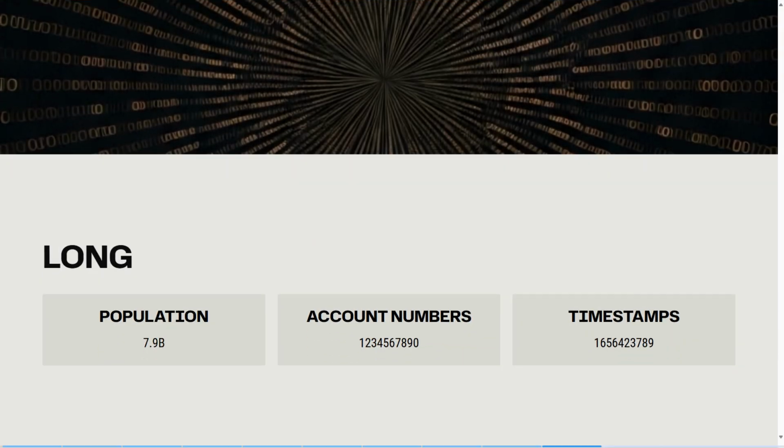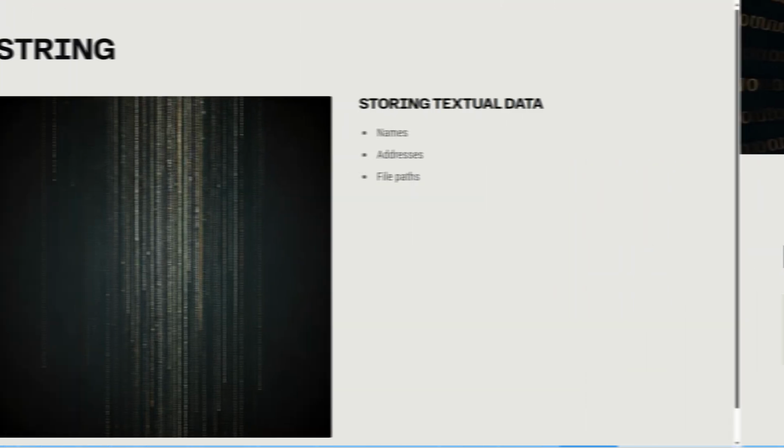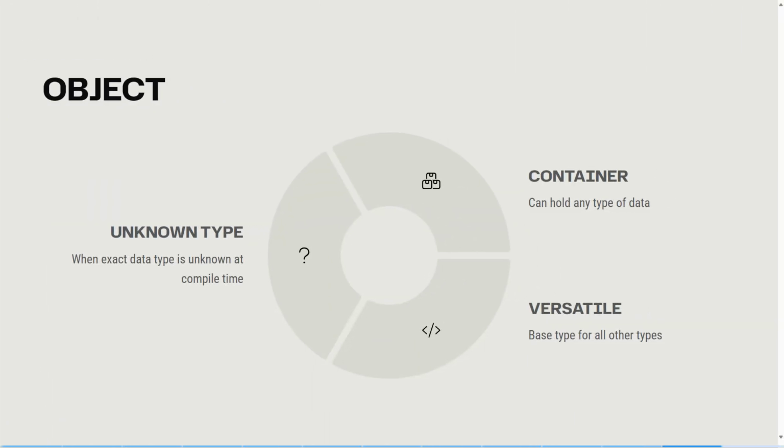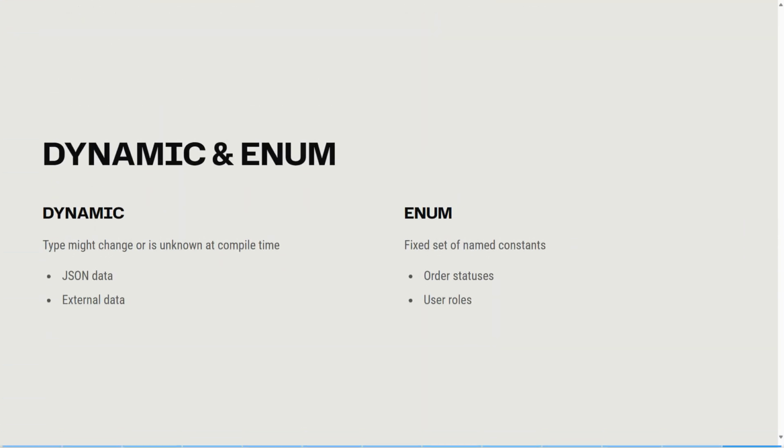Nine, long is useful for representing large numbers, like population, bank account numbers, or timestamps. Ten, string is used for storing names, addresses, file paths, or any textual data. Eleven, object is used when the exact data type is unknown at compile time. Twelve, dynamic is useful in scenarios where the type might change or is unknown at compile time, like working with external data. Thirteen, enum, useful for representing a fixed set of named constants like order statuses or user roles.